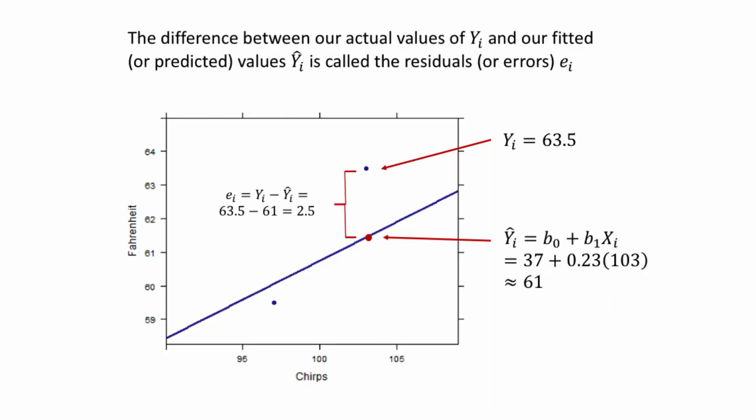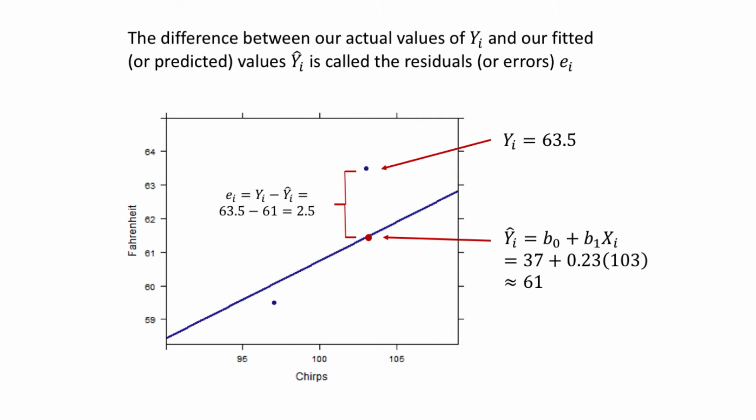So in this case, you can see that the raw value of y, when we go to the data set and look at when x equals 103, is in fact 63.5 degrees Fahrenheit. But based on this regression line, the fitted value is about 61 degrees Fahrenheit. That difference between our raw value and our predicted value, about 2.5 degrees Fahrenheit, we call a residual or error.